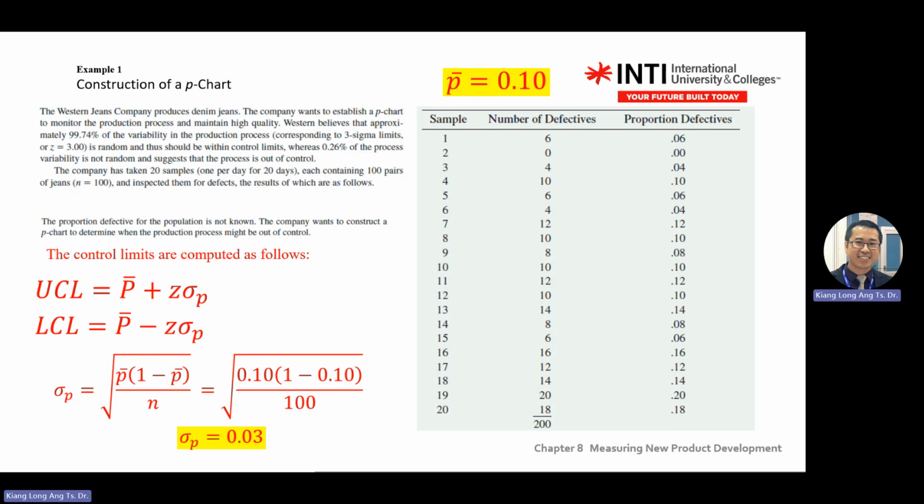Then the equation to calculate UCL and LCL is P bar plus minus Z sigma P, with your sigma P equal to square root of P bar times 1 minus P bar, divided by N. So these are the things that are important.